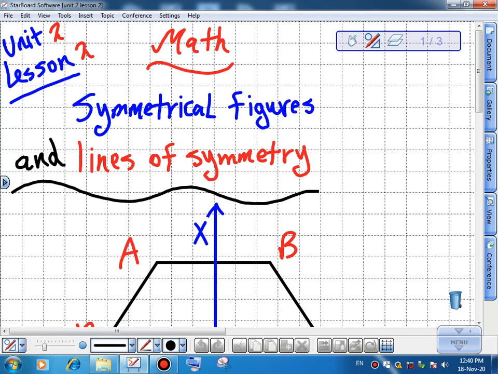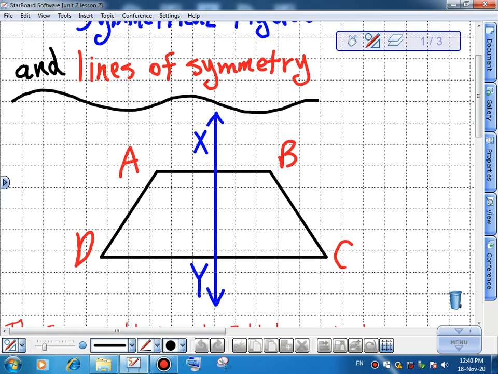Hello everyone, today we are going to learn a new lesson, Unit 2, which is symmetrical figures and lines of symmetry. If we have this polygon ABCD, a polygon like a trapezium, and I cut it through the middle into two equal parts, this part and this part, this shape is called a symmetrical shape or symmetrical figure.